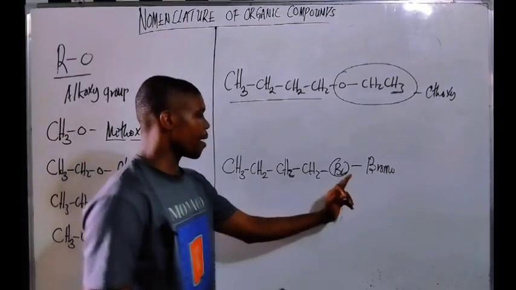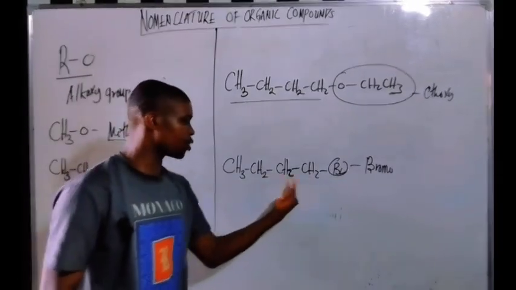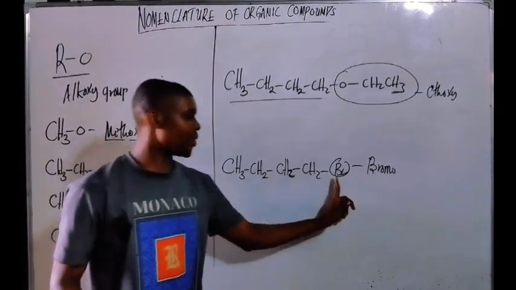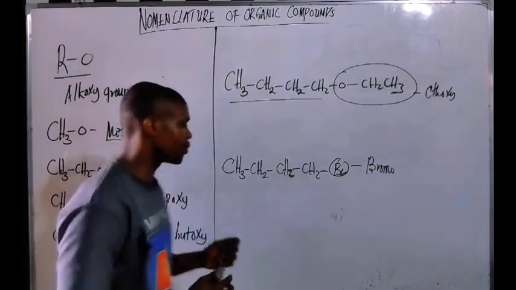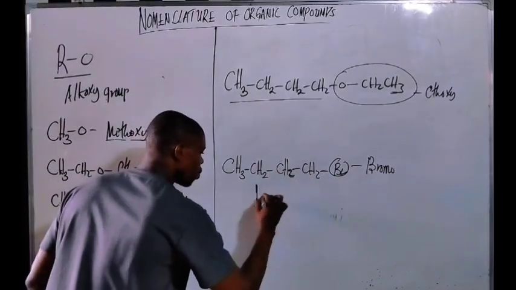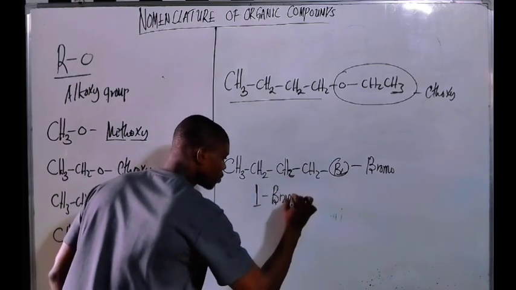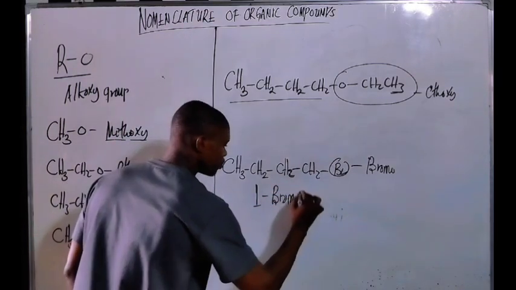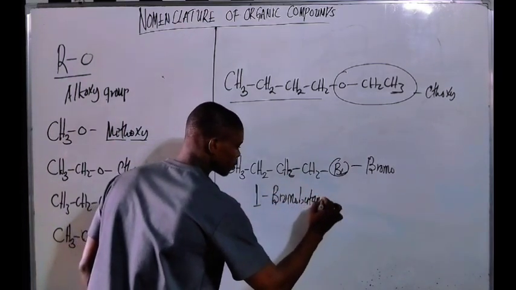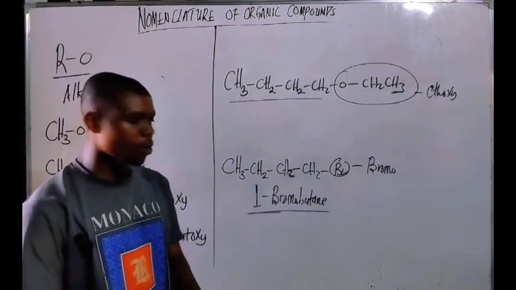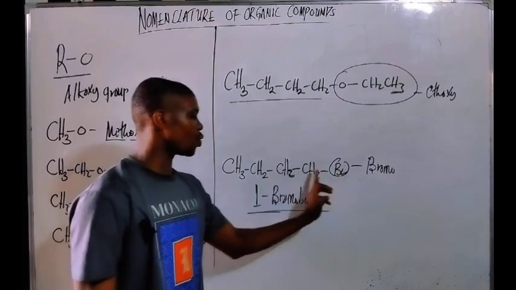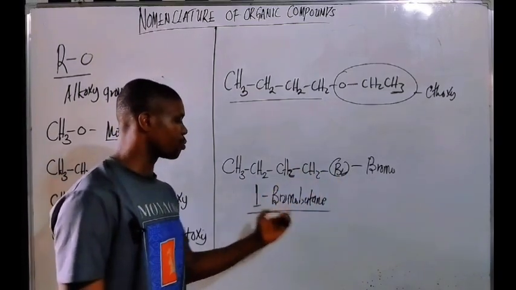So now, remember, if you check very well, you have butane: 1, 2, 3, 4. Br, which is called bromo, is attached to carbon 1. So the name of this compound is going to be 1-bromobutane. Now, why is it 1-bromobutane? Because Br is attached to carbon 1. So that's why it's called 1-bromobutane.